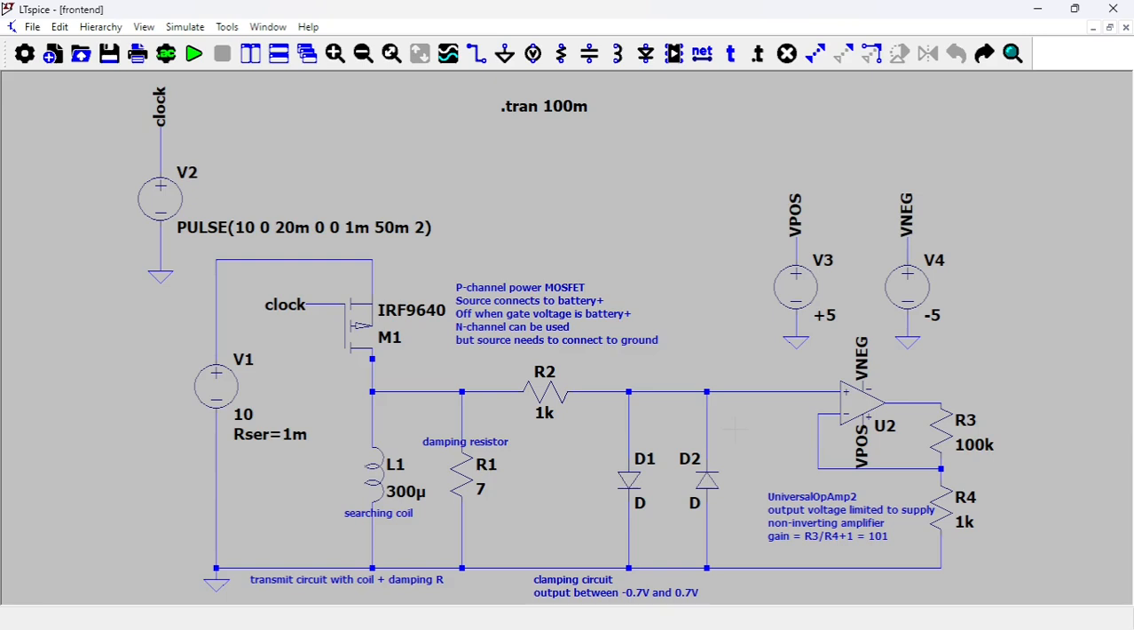So next time we'll talk about what we are going to do with this output voltage here. This is going to be the job of what is called a sampling integrator. So that's a bit more complicated than this one.